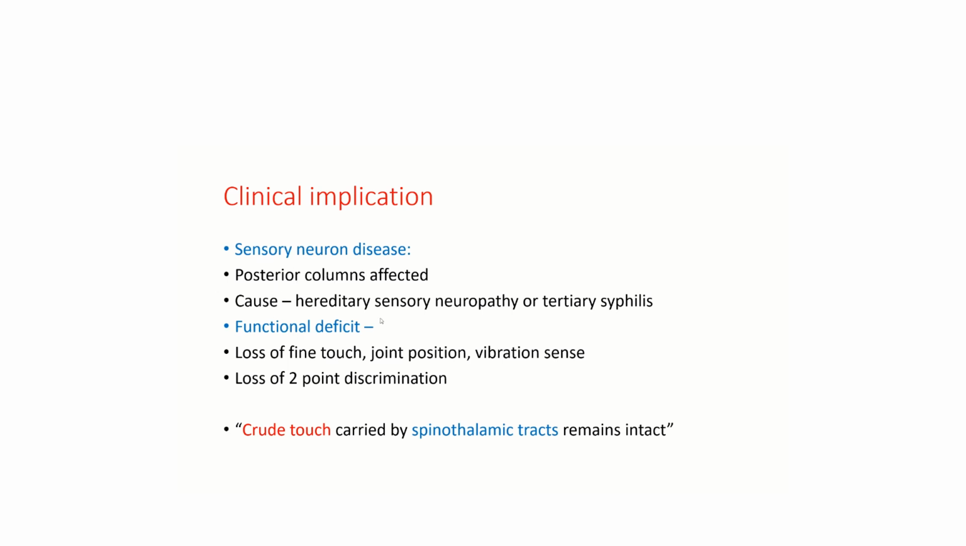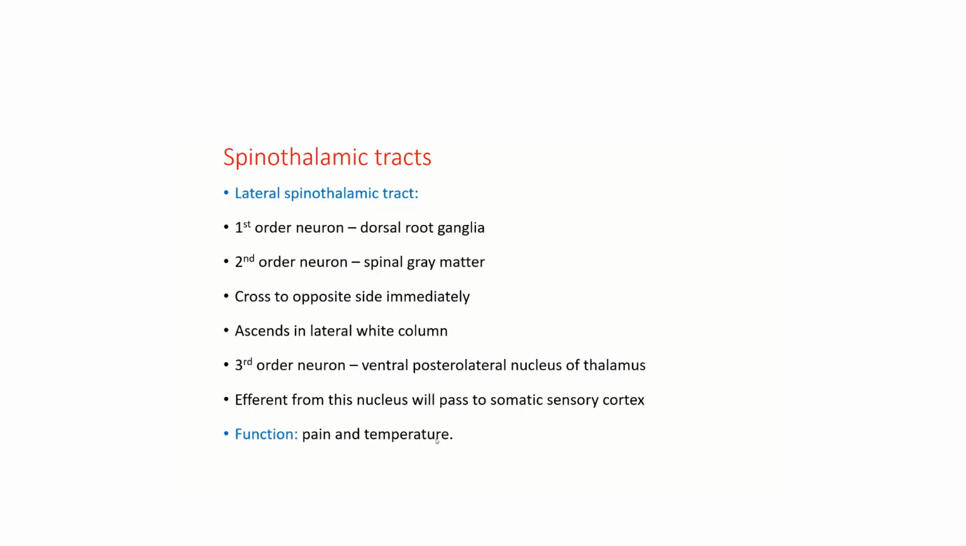So, clinical implication: there is a sensory neuron disease which affects the posterior columns. Usually the cause is hereditary sensory neuropathy or tertiary syphilis. Functional deficit is loss of all the functions of the dorsal column pathway, like loss of fine touch, joint position, vibrations, and loss of 2-point discrimination. But crude touch is still intact because it is carried by the spinothalamic tracts.